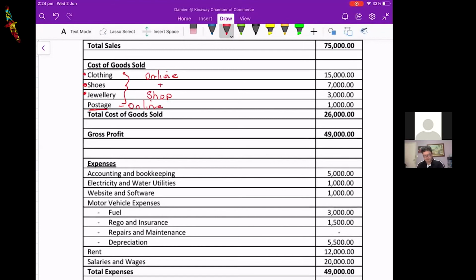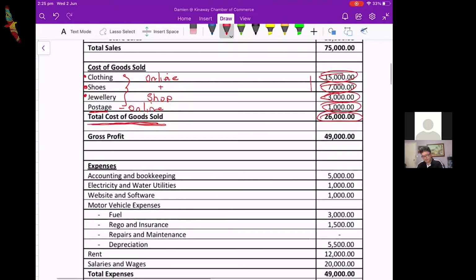So what do we know from this? We know that for clothing, we had $15,000 worth of costs for the year. We had $7,000 worth for the shoes. We had $3,000 worth for jewelry. We had $1,000 worth of postage costs. And the total cost of all these goods sold was $26,000, because that's the sum of all these costs that gives us the $26,000. Okay, let's continue.